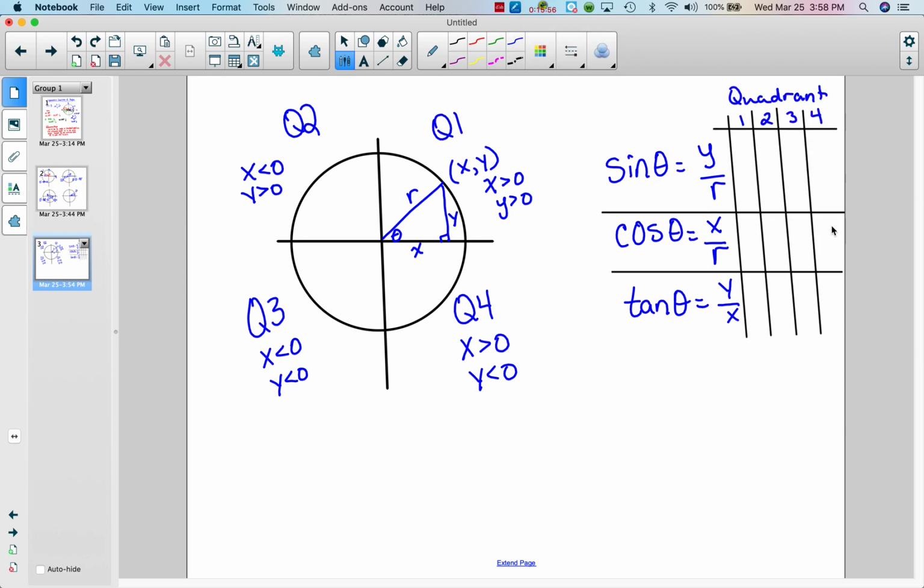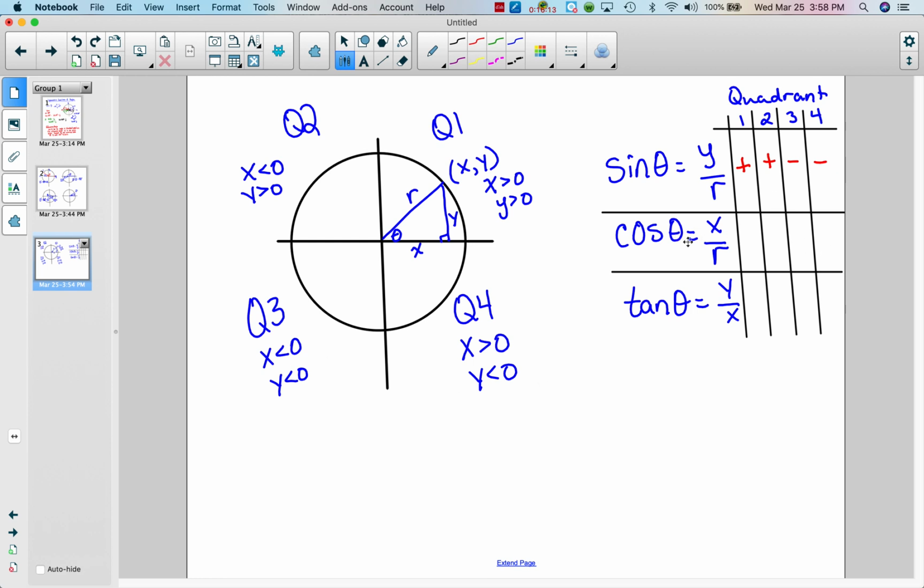I'm going to make a little chart. So in quadrant 1, y is positive, r is always positive, so sine is positive. In quadrant 2, y is positive, so sine is positive. In quadrant 3 and 4, sine will be negative because y is negative.